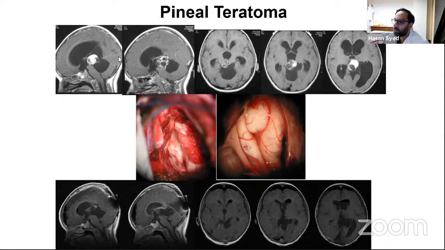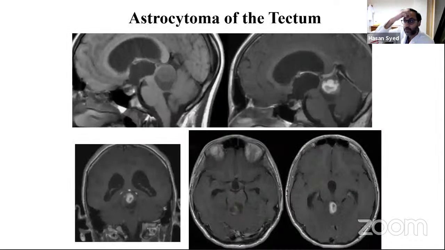This is an example of a tumor that was resected using the occipital transtentorial approach because of the cyst. You can see here in this middle picture actually the anterior commissure and the columns of the fornix, as well as the foramen of Monro. Again, a very good approach. Another example of an astrocytoma of the tectum that can be approached using the occipital transtentorial approach.